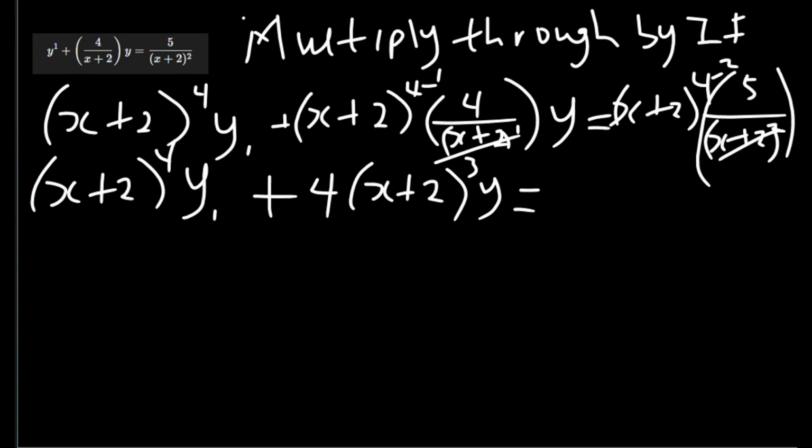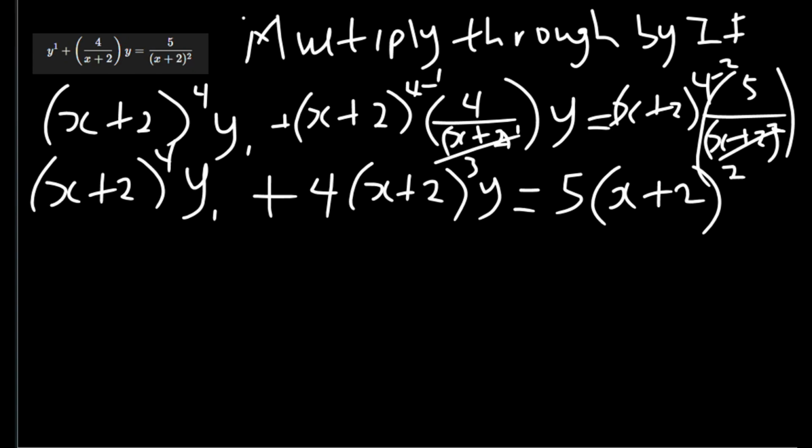So we have 5 times bracket x plus 2. When you subtract the denominator's power from the numerator's power, you get to the power 2. Alright, so we have been able to move a step.